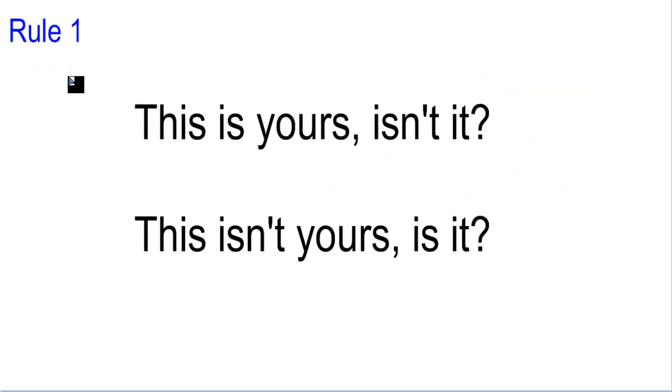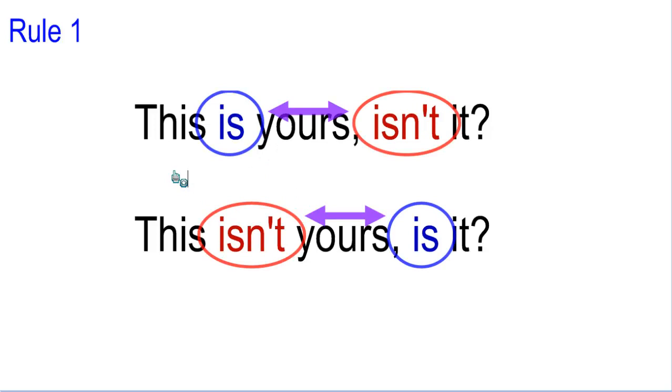Now, let's check some rules for tag questions. First of all, look at here. This is yours, isn't it? And in the second one, this isn't yours, is it? What can you notice between these two sentences? Probably you can notice something very obvious. Is, isn't, is. So as you see, if the statement is affirmative, your tag question is going to be negative.